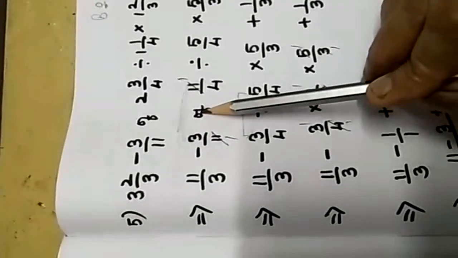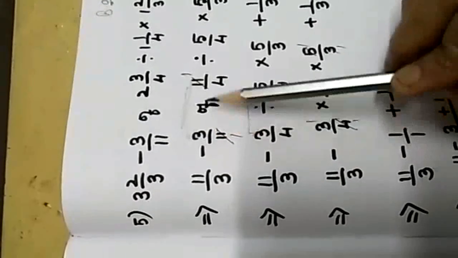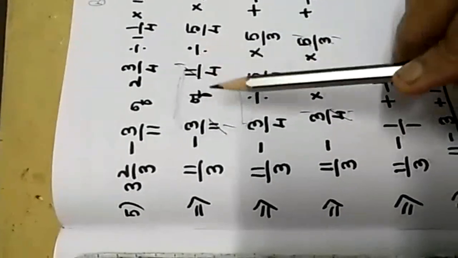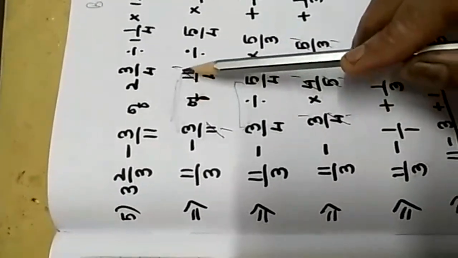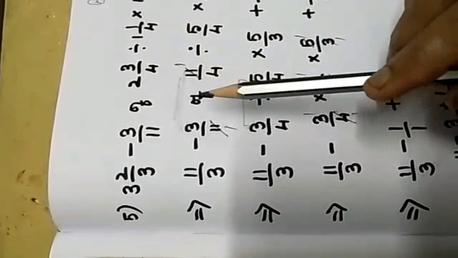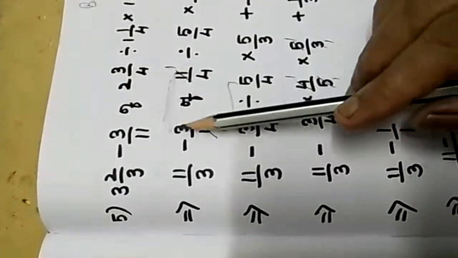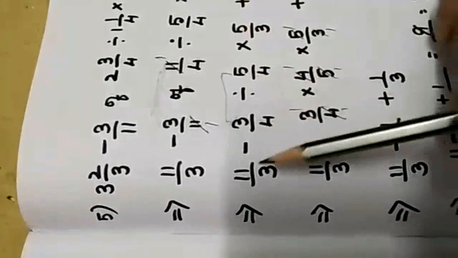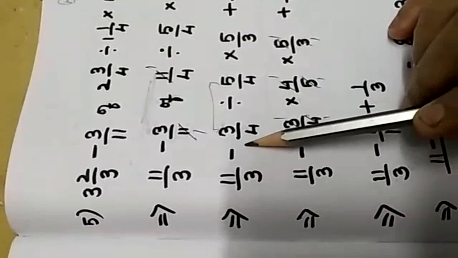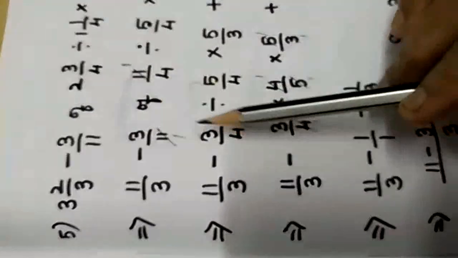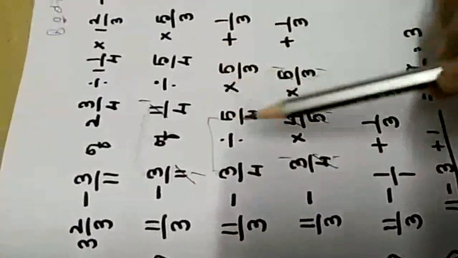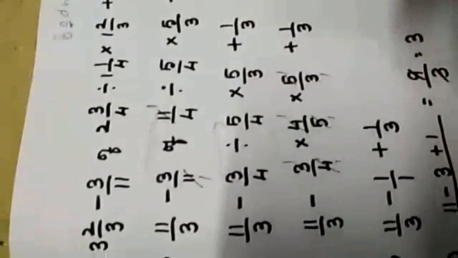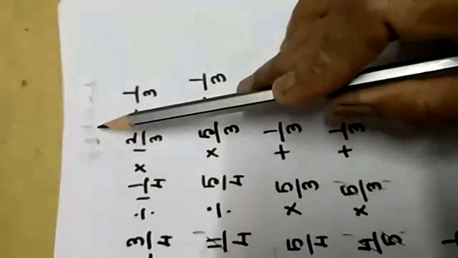Of means what? Into. 3 by 11 into 11 by 4. In the multiplication, numerator and denominator will cancel. 11 gets cancelled. What remains? 3 by 4. You will write that in the next step: 11 by 3 minus 3 by 4, divided by, then copy down the rest of the thing. After O, which one is there now?